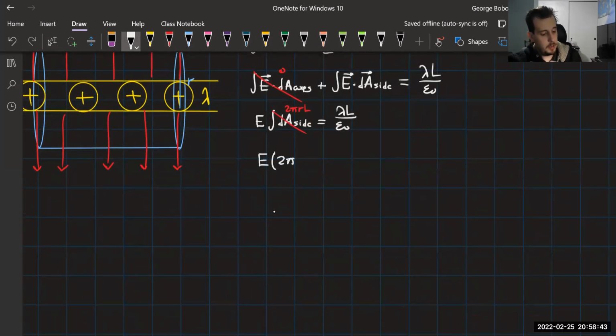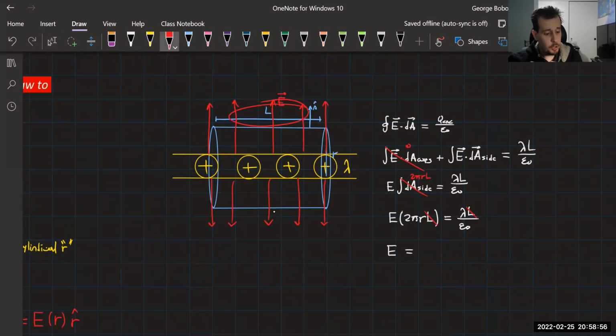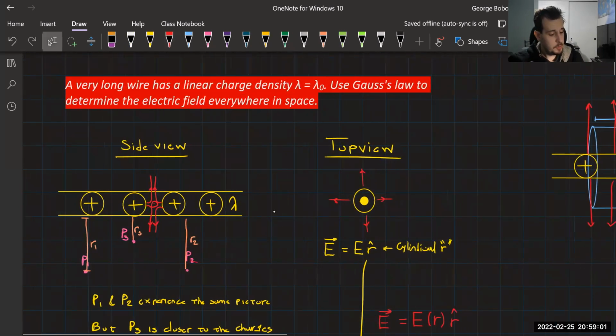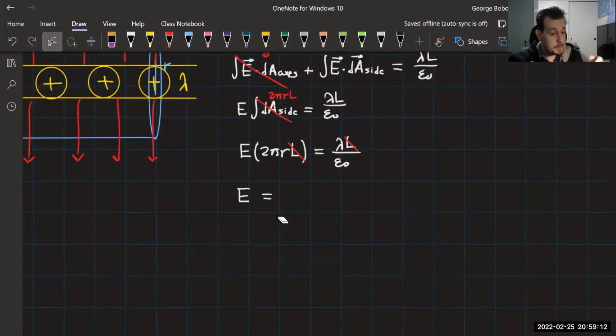We got 2 pi r L equal to lambda L over epsilon naught. And then I can finally find my electric field because the L's cancel. Didn't we say that it shouldn't matter on the length in this direction? Our points here, didn't we say that they're going to see the same thing? It doesn't matter how long you make the cylinder, but it matters how thick you make the cylinder, how much the R value is. And that's what we see here. The L's collapse and you get the dependency that you expected.